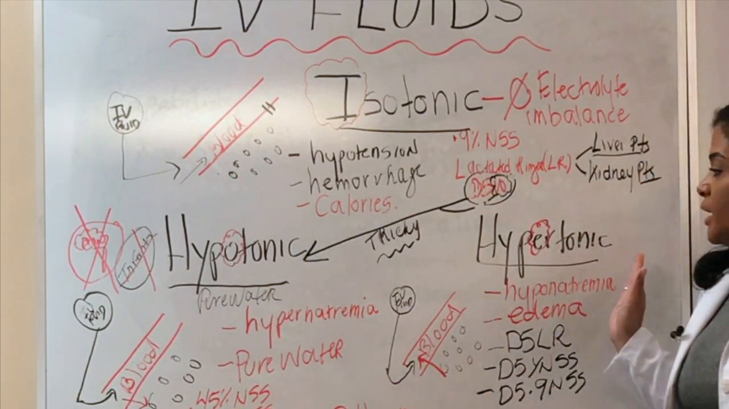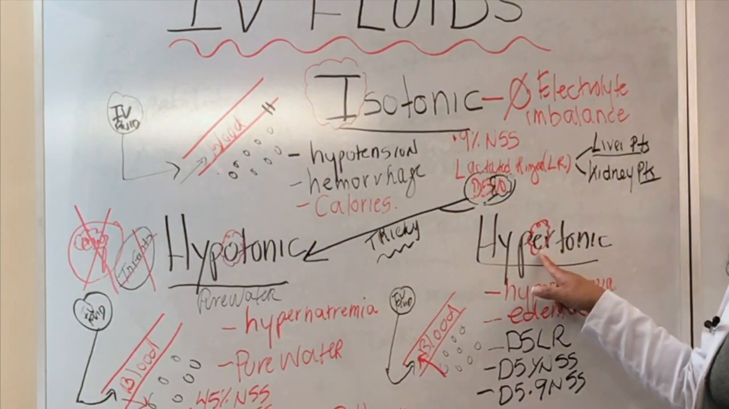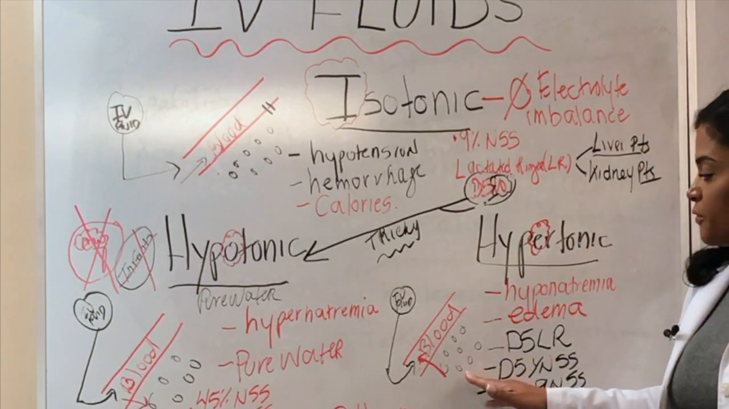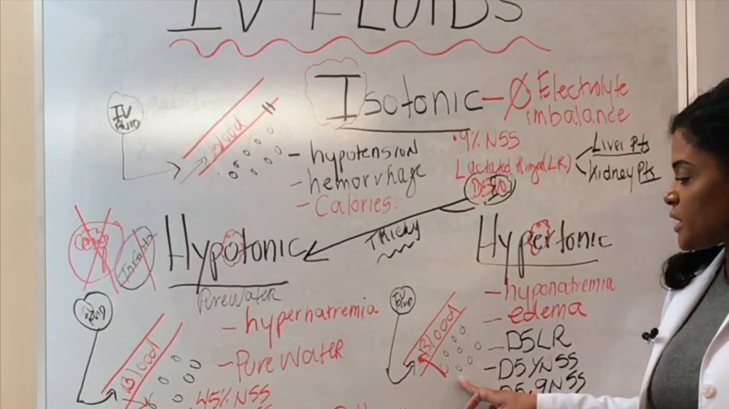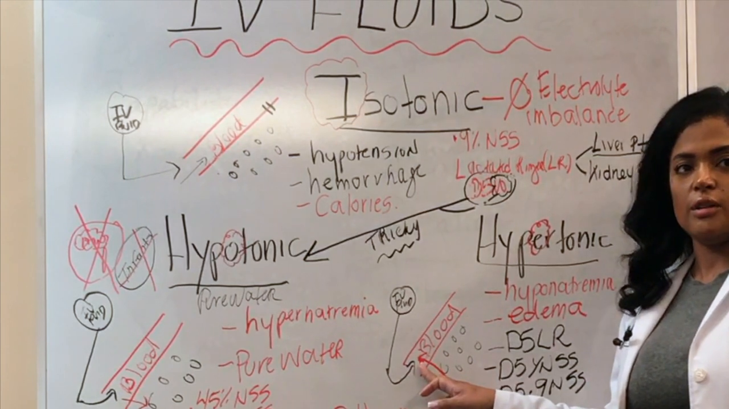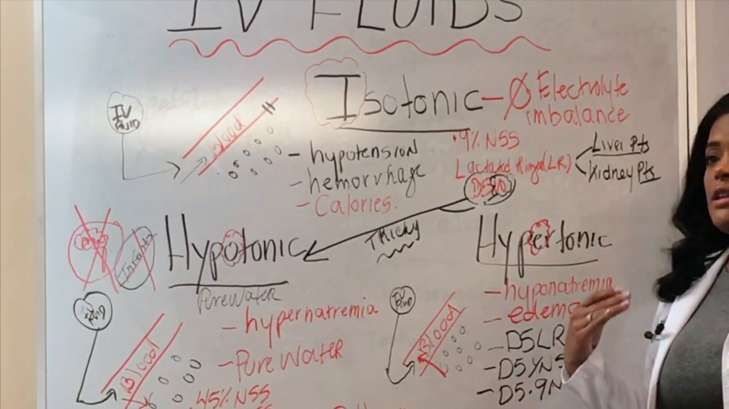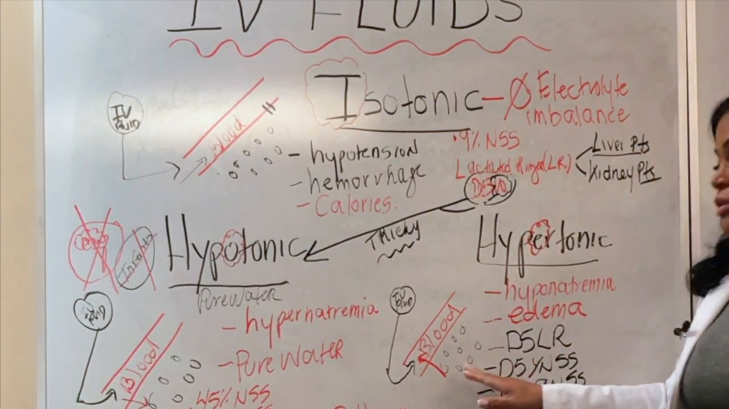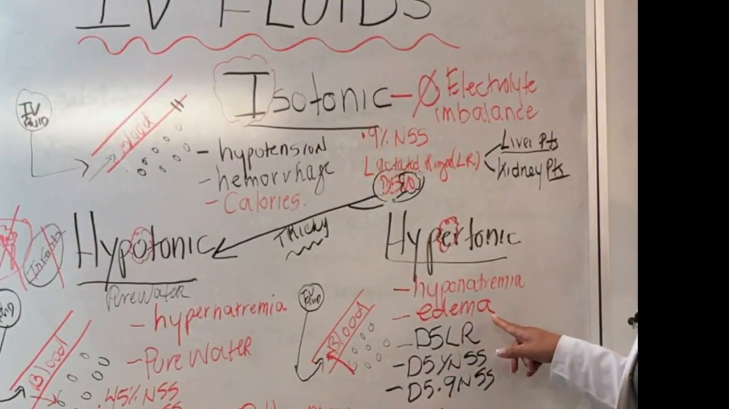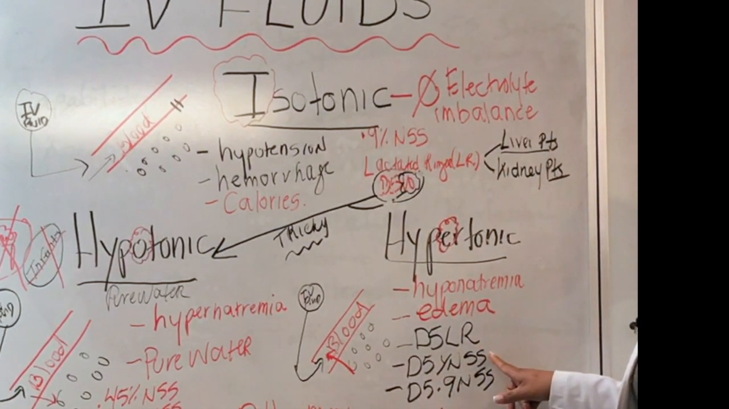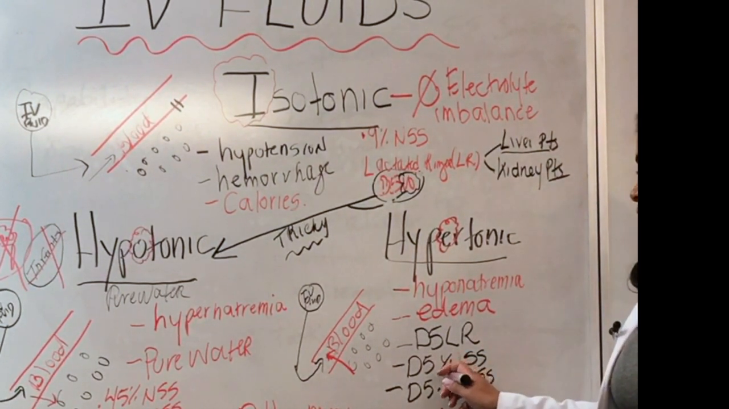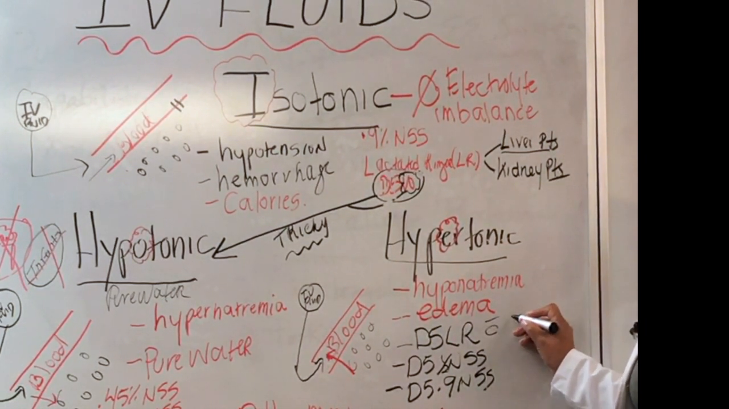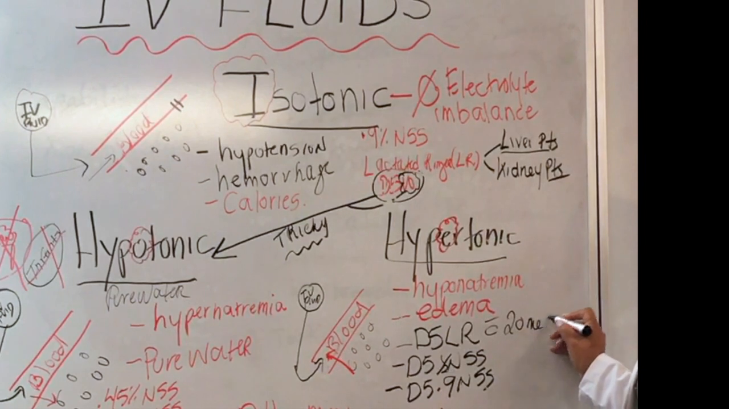Then you have the hypertonic solutions, which the E, you're going to be given the IV fluid and it's going to enter the blood vessel, but the extra volume is going to go from the cells and enter your blood circulating volume. This is the case of somebody that might be edematous. They might have too much fluid in their tissue, so you're trying to draw it out. And these include D5 lactated ringers, D5 half normal saline, and D5 0.9. Also, you might see them when they add potassium to it, like 20 MEQs.